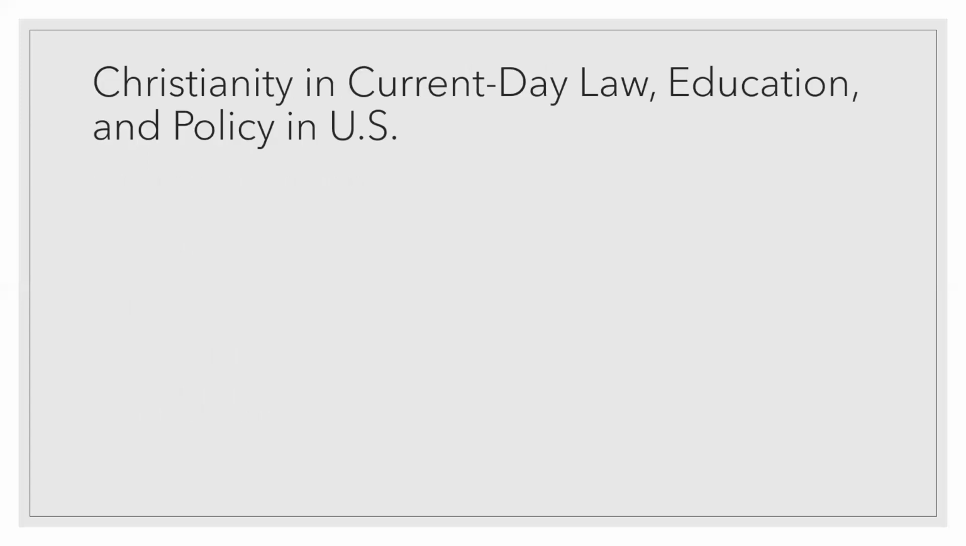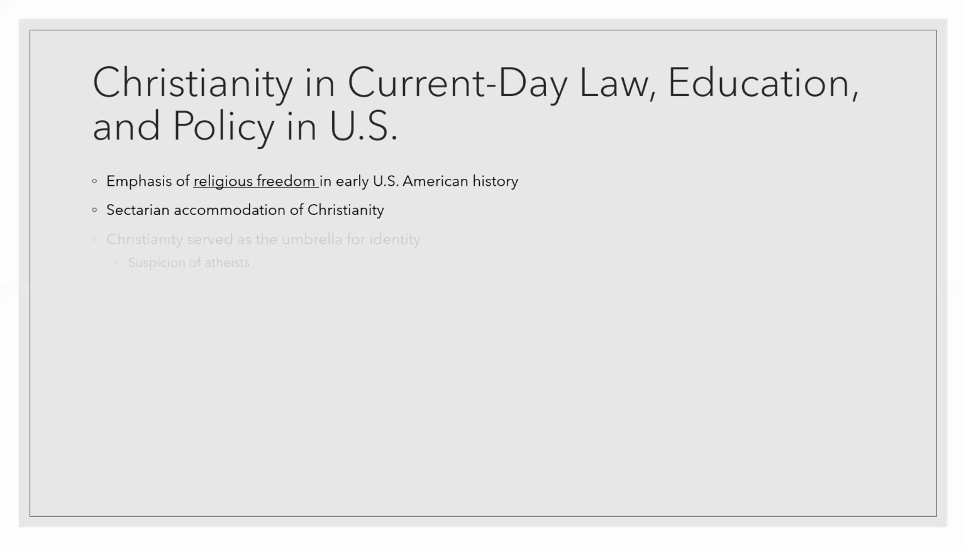So now we're going to look at Christianity in current day within the law, education, and policies in the United States. Early in US American history, there was an emphasis on religious freedom. When the Puritans came into the game, they were fleeing from religious persecution, and what we saw was the accommodation of folks who were Christian. Now, the Puritans, while they weren't the only Christian sect, became very powerful. Christianity served as the umbrella for an identity. Those who didn't identify as Christian were suspected of being atheist, and as a result, they were either killed, tortured, or exiled.